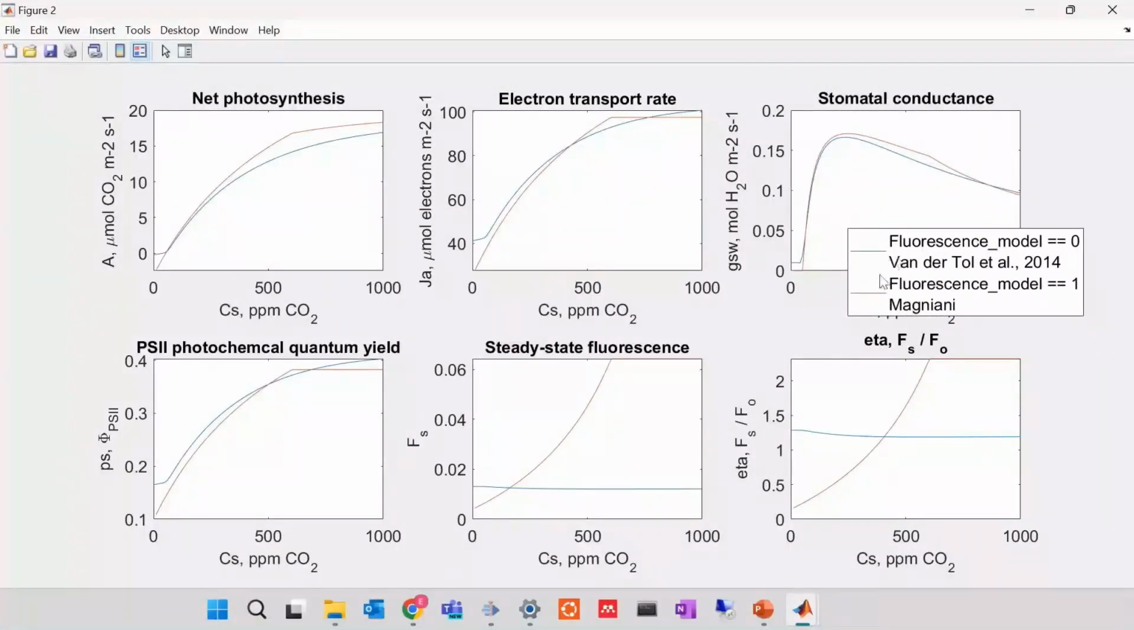Still, the blue curve is the Van der Waals model and the red curve is the Magnani model. Net photosynthesis, electron transport, stomatal conductance, photosystem 2 photochemical quantum yield: still respond in the same way. The steady-state fluorescence and the eta are completely opposite. At some point, at 500 ppm, the Magnani model saturates, and then it exhibits a constant rate. The Van der Waals model seems to be irresponsive to the change in CO2 concentration for the steady-state fluorescence.